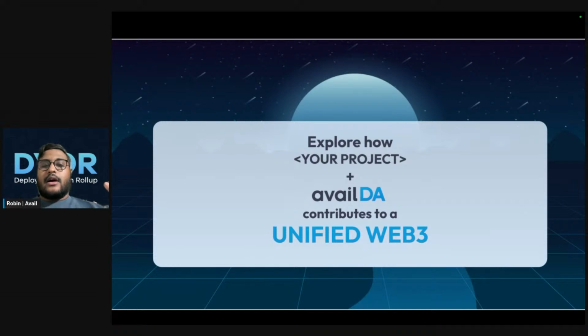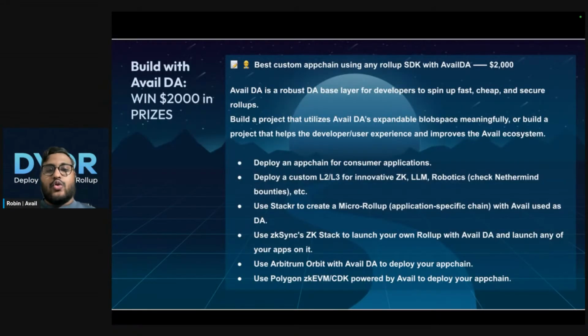So yeah, I guess now it would be really cool if you try to think of how the project that you have been building for a few days, plus Avail DA, can contribute to a unified Web3, right? Because what we are trying to build here at Avail is that unified Web3 ecosystem, which is credibly neutral, and it connects all ecosystems, right? So that's why we connect with OP Stack, with Orbit, with Polygon CDKs, zkSync, and all of that. So that's something that we really want to do.